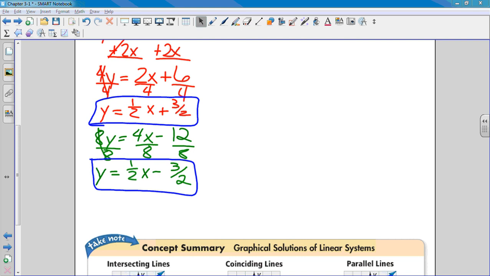Okay. Look at them. What do I know about the slopes? They're the same. What do I notice about the y-intercepts? They're different. One's positive 1.5, excuse me, and the other one's negative 1.5. So I have different y-intercepts, same slope. What kind of lines do I have? Parallel lines, meaning an inconsistent system. Good. This is an inconsistent system.